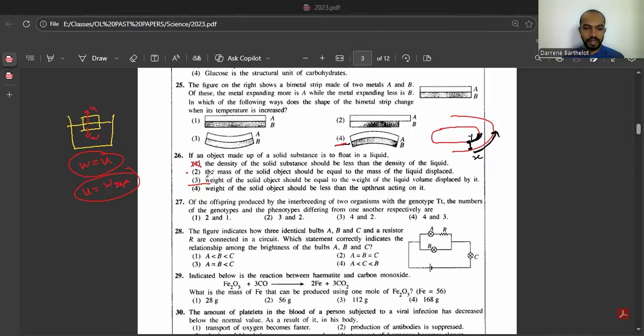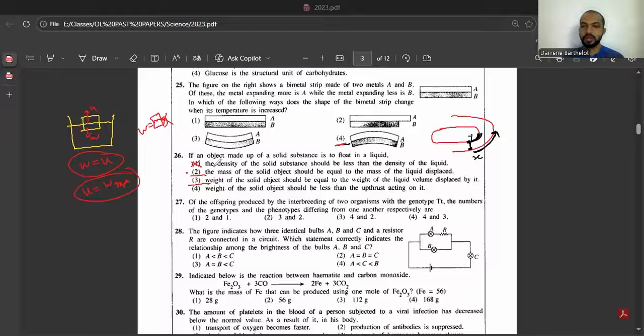So if this is correct, you can get the second answer as well. Why? Because W is equal to mg. If g is the same, then mass should also be the same. You can take that the mass of the solid object should also be equal to the mass of the liquid displaced. Next, weight of the object should be less than the upthrust acting on it. No, if it is so, what will happen? If weight is less and upthrust is high, there is an unbalanced force, so the object will go upwards.